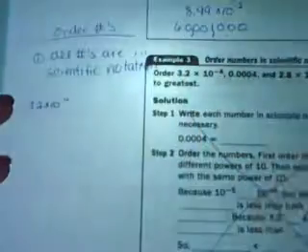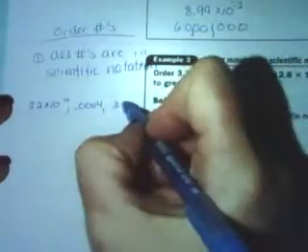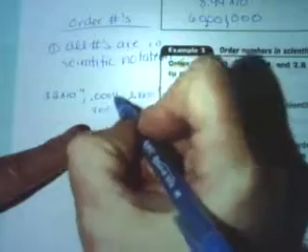Okay, so I'm looking at the numbers 3.2 times 10 to the negative 4, 0.0004, and 2.8 times 10 to the negative fifth. I can see these two numbers are already in scientific notation, therefore I need to change the middle one to scientific notation. So that's going to become 4 times 10 to the negative 4.